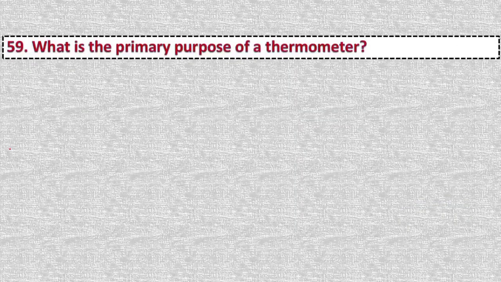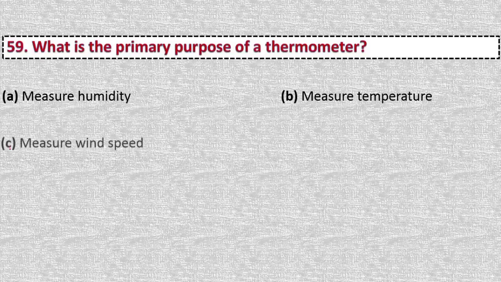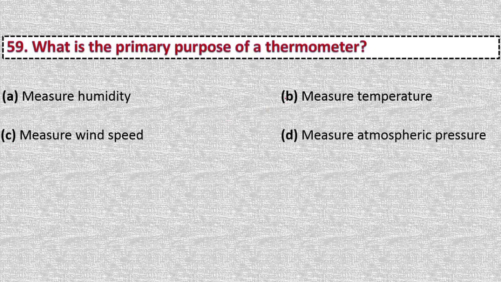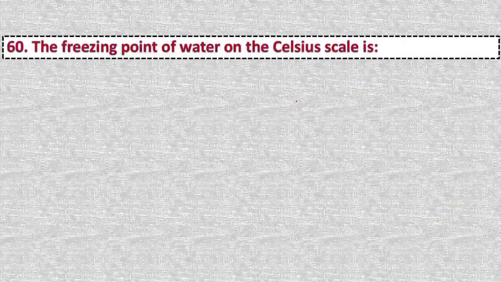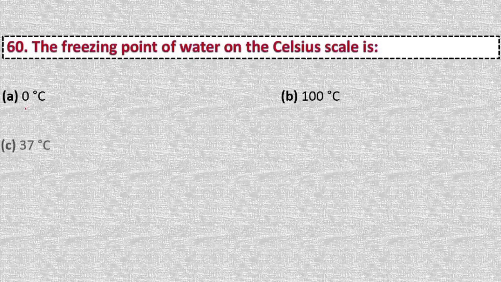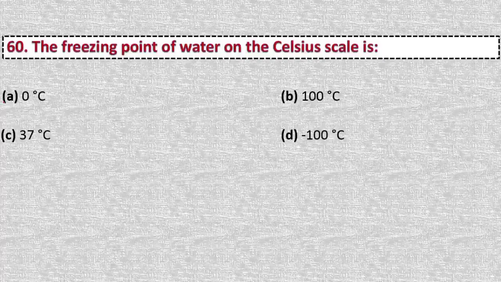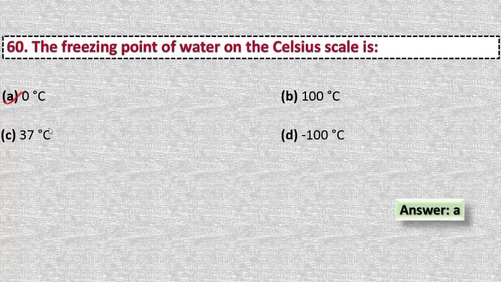What is the primary purpose of a thermometer? We know that the primary purpose of a thermometer is to measure the temperature of the object or the surroundings. The correct answer is option B. The freezing point of water on the Celsius scale is 0 degree centigrade, 100 degree centigrade, 37, and minus 100 degree centigrade. The correct answer is option A, 0 degree centigrade.